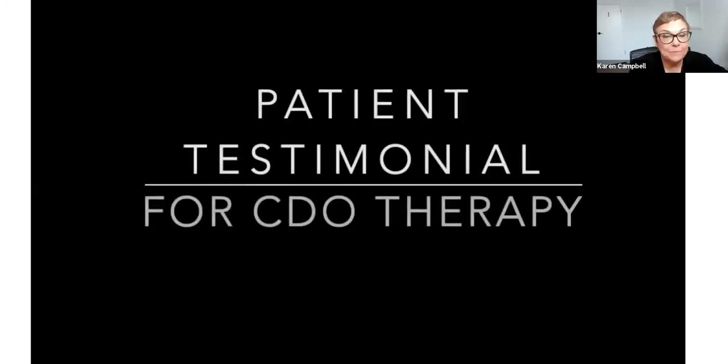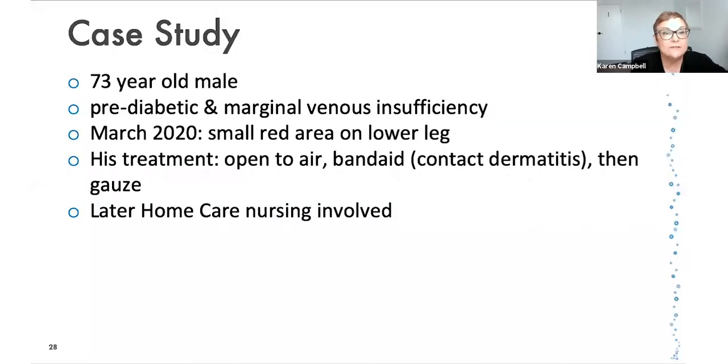Great. And Bill's wound went on to close. And so let me tell you a little bit about his background. 73-year-old man, he was pre-diabetic. He had marginal venous insufficiency. And in March of last year, he had a small red area on his lower leg. His treatment initially was to leave it open to the air, as often you hear from your patients, and to use a Band-Aid. But he then developed contact dermatitis, and then he switched to gauze. Initially, he was managing this wound on his own, and later home care nursing became involved.